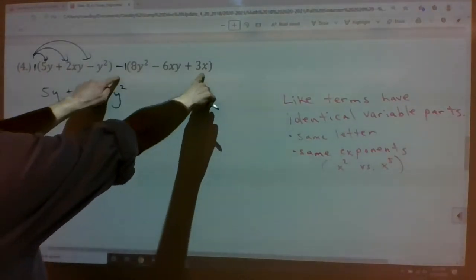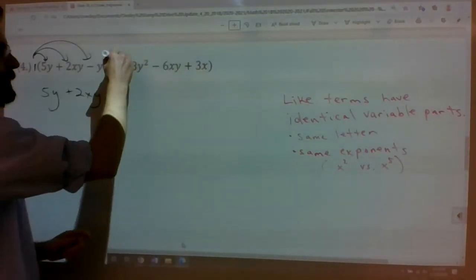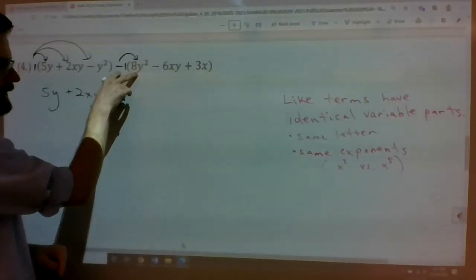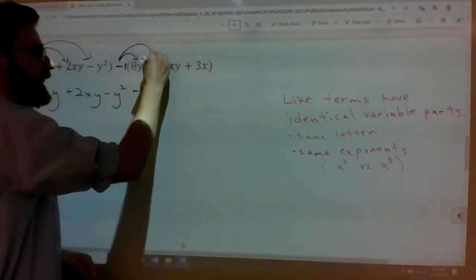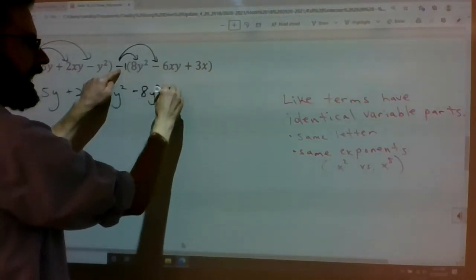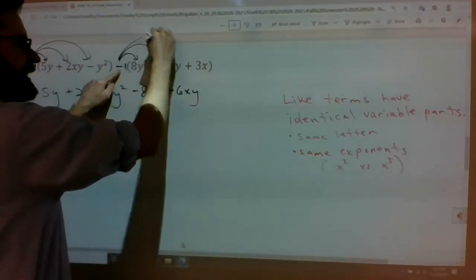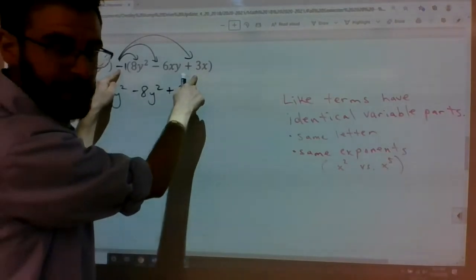Our second group is going to be completely changed because you're multiplying by negative 1. So it's going to be a negative 8y squared now. It's going to be a negative times a negative, positive 6xy. And then a negative 1 times a positive 3x is negative 3x.